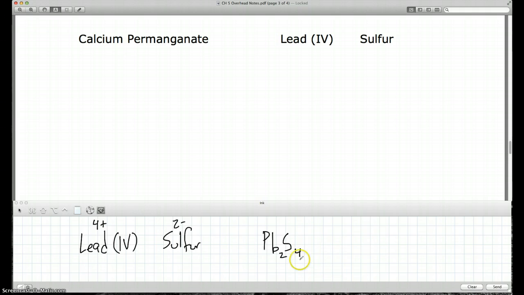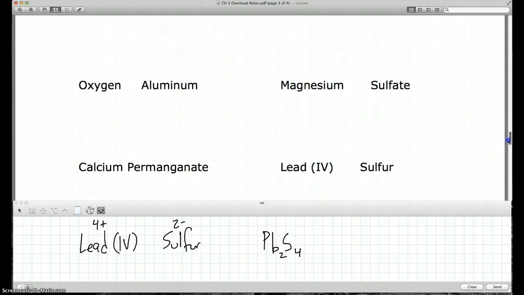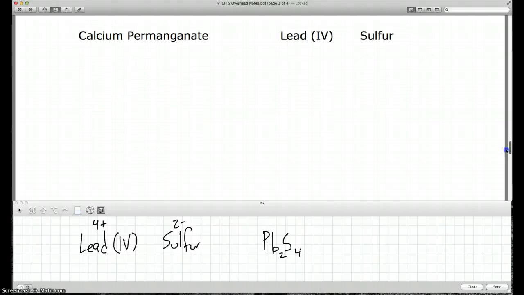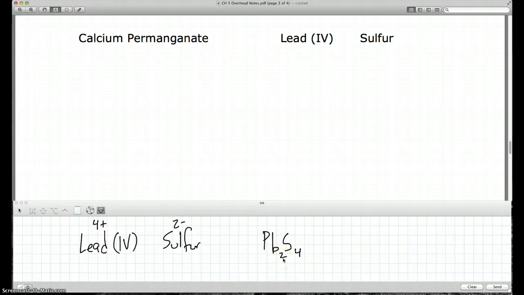Now, if you remember when I talked about an example earlier, what was it? I think it was the magnesium and sulfate. You always want to write the formulas with the smallest possible ratio. Here we have Pb2S4. That's a 2-to-4 ratio. Well, can we reduce that? We can. So the final answer is actually PbS2.